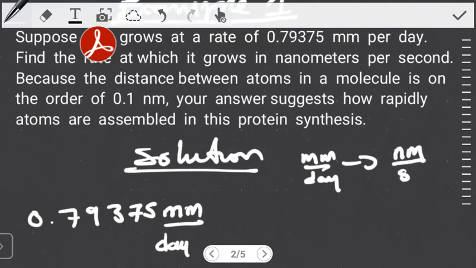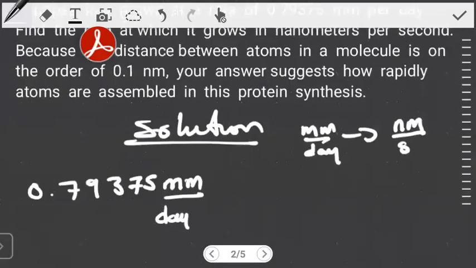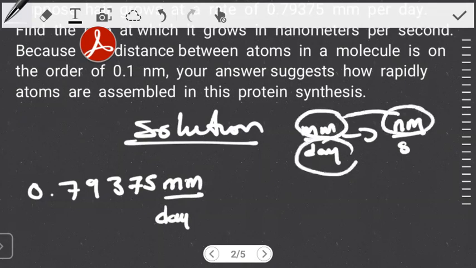Okay, now how do I do that? Well, I'm going to use what I like calling converters. So first, I identify how many units are involved, how many units I have to change. So I'm seeing that the millimeter changes to nanometer, and then the day changes to second. So I'm seeing a unit for distance changing from milli to nano.